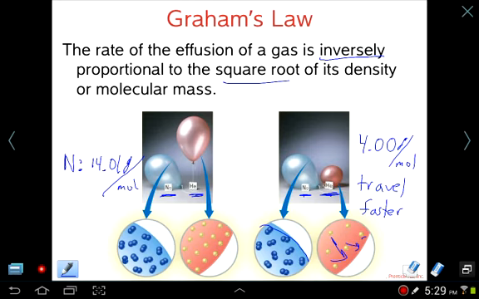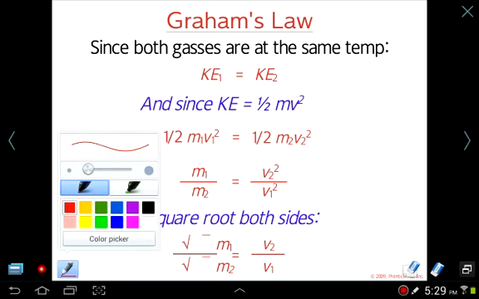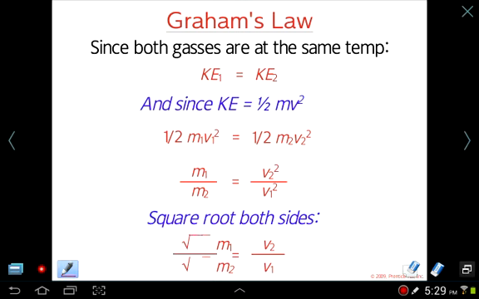And we're going to apply a mathematical concept to this idea. We're going to define and derive something called Graham's law. Now, the derivation of Graham's law may be a little confusing, so don't worry too much. That should be a square root. Looks like we have a little trouble here. But here's how it goes.